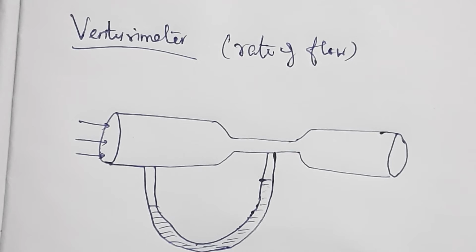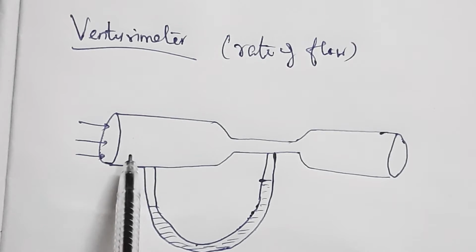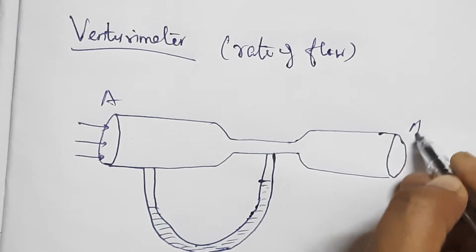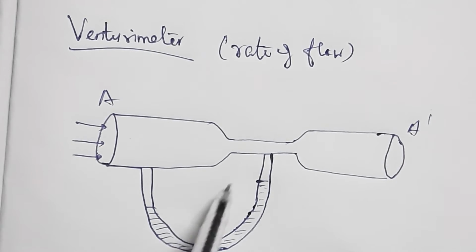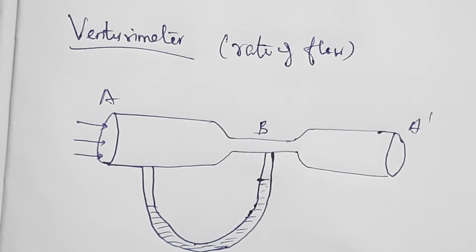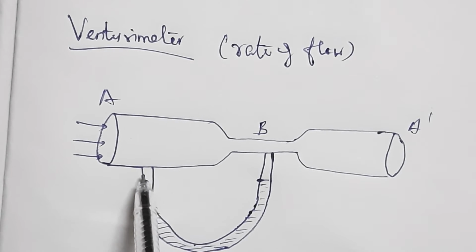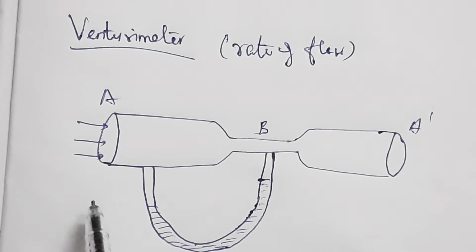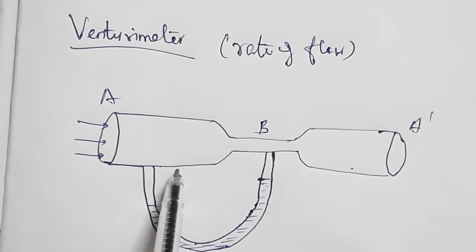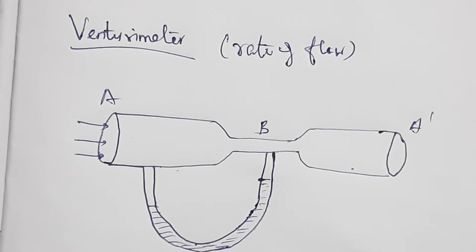It consists of a pipe with two wider tubes A and A dash, connected by means of a narrow tube that we can consider as B. There is a manometer, in the form of a U tube. So a manometer is attached between the wide and the narrow tube. These two are wider tubes and this is the narrow tube.